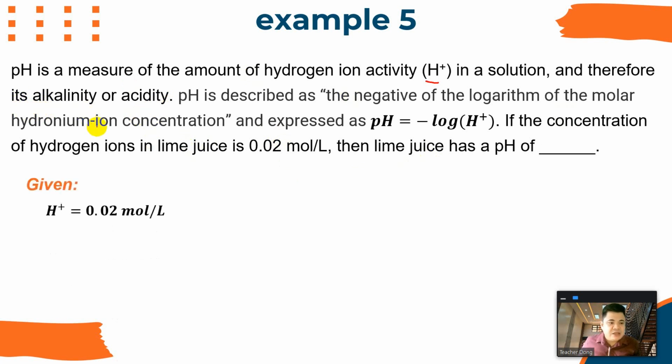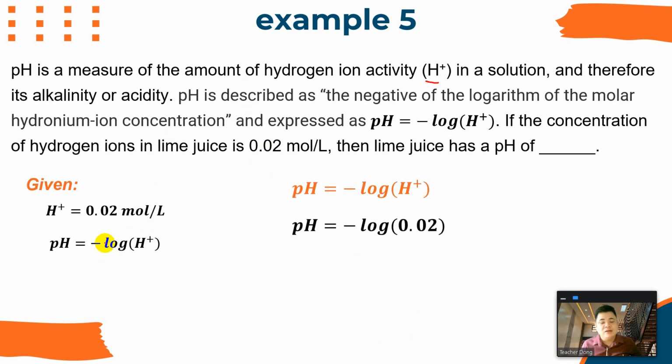Now, what are the given values? The hydrogen ion of the lime juice is 0.02 mole per liter. And then for the pH formula, we have the negative logarithm of the hydrogen ion. Alright, so the next thing that we're going to do now is substitute the value of the hydrogen ion in the given equation. So we have now negative logarithm of 0.02. Okay, so we have the negative here.